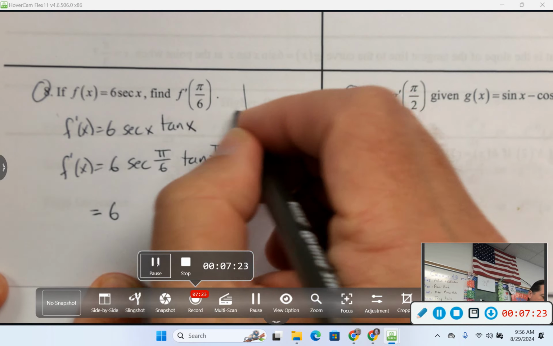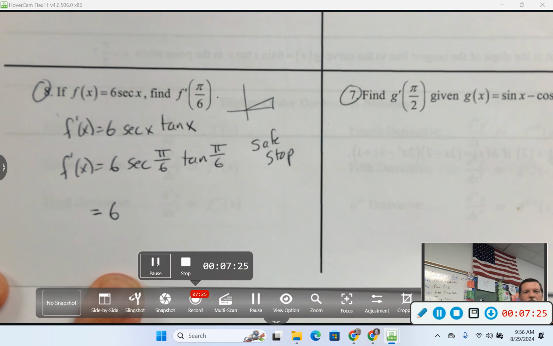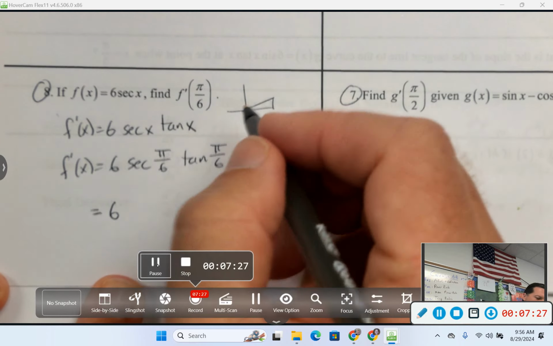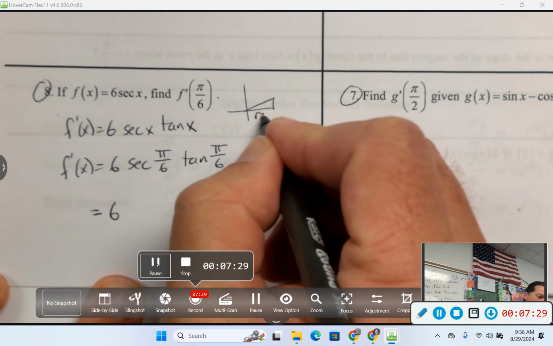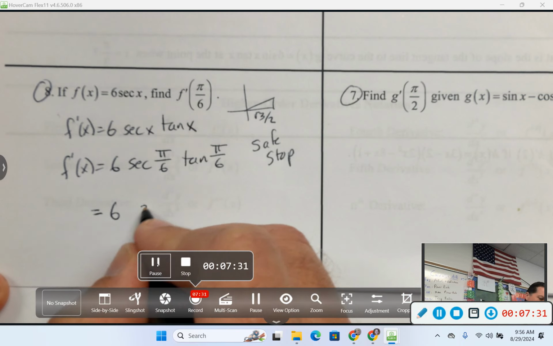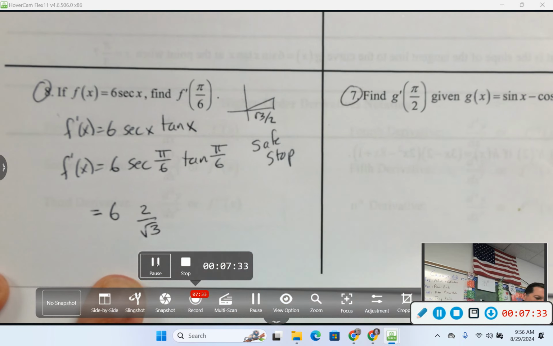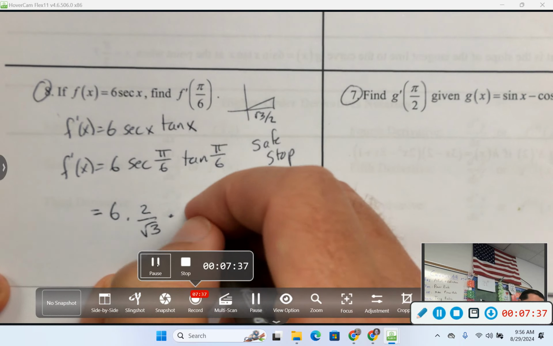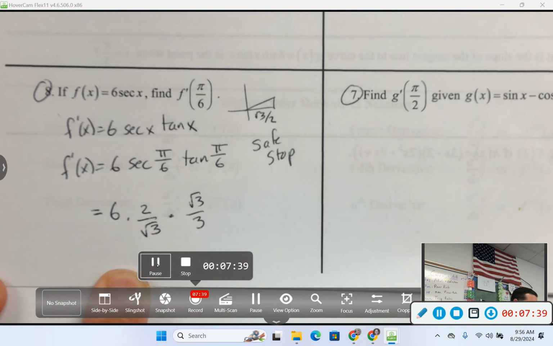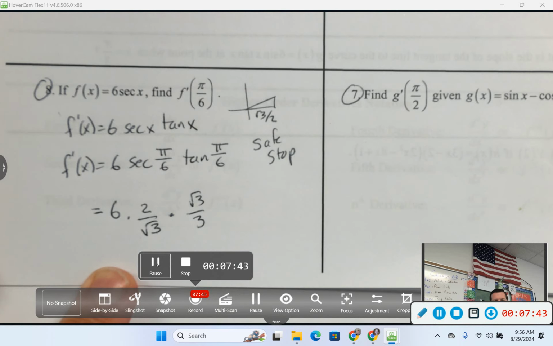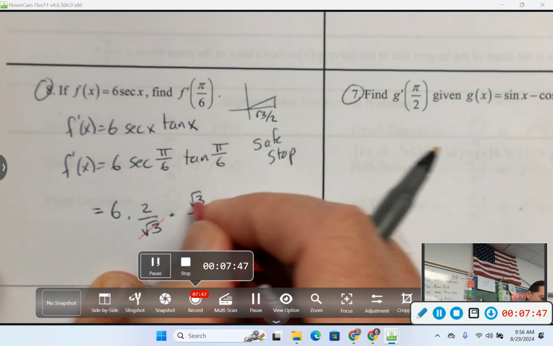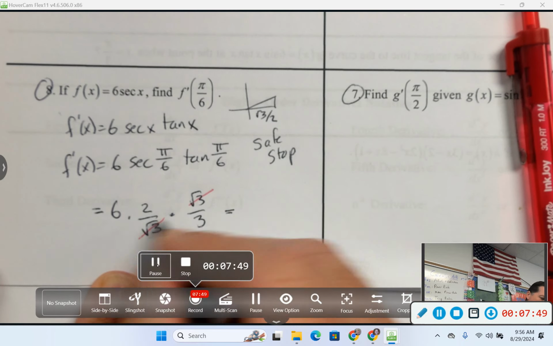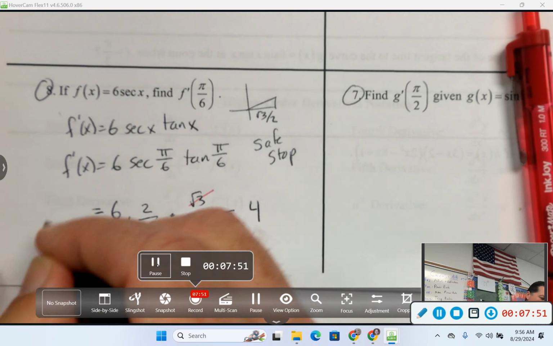Let's see, pi over 6 is right there. So the cosine is root 3 over 2. So secant is 2 over root 3. Tangent of pi over 6 is root 3 over 3. So, actually, that's kind of nice, because the root 3's will cancel. And then 12 divided by 3 is 4.